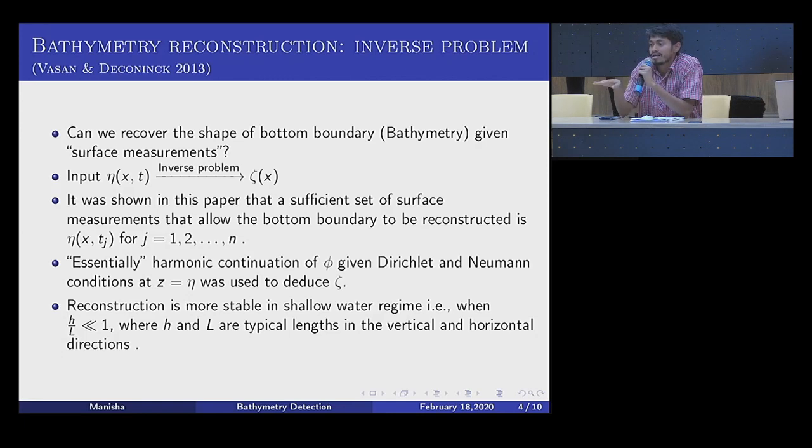It depends on the system. The more data we have, the better the answer. See, it's an ill-posed problem. We can't detect the bottom boundary exactly, so we are going to find it in a small neighborhood of the bottom boundary. The more data we have, the better the approximation we get.